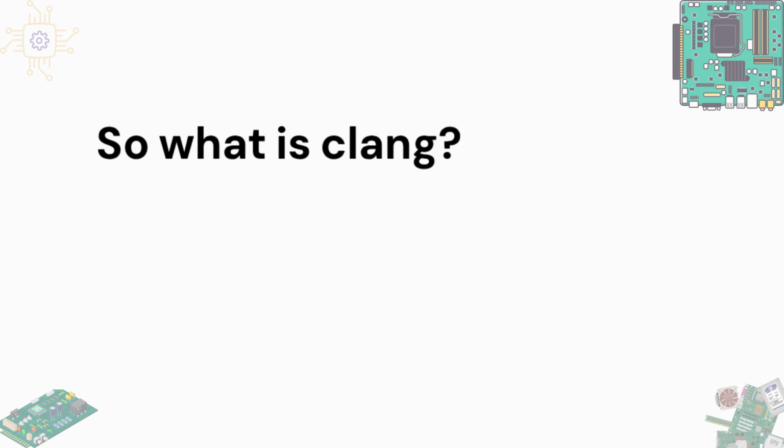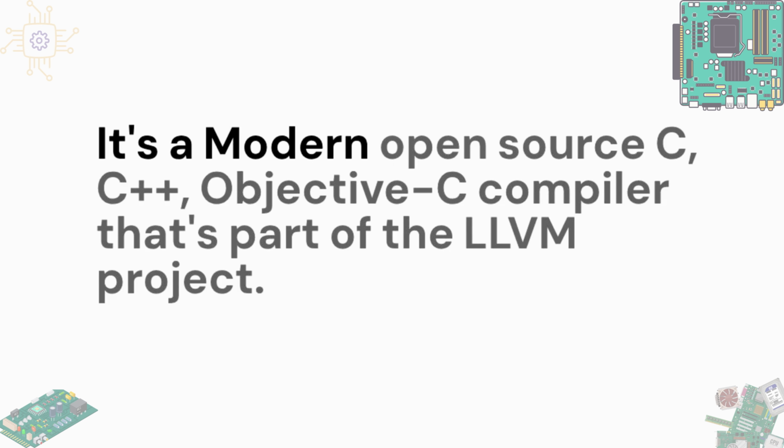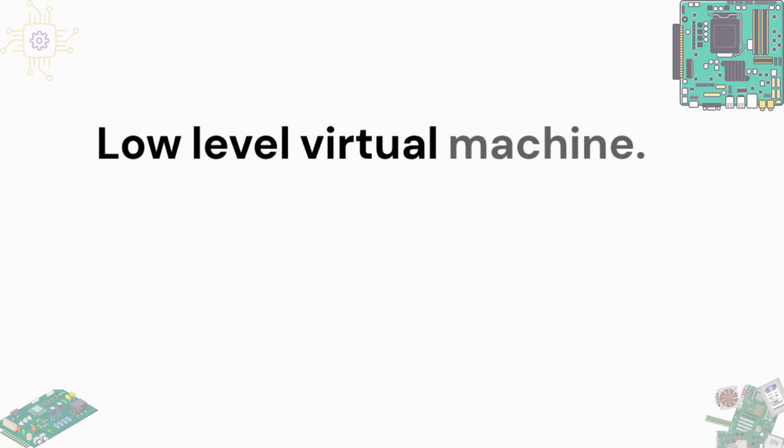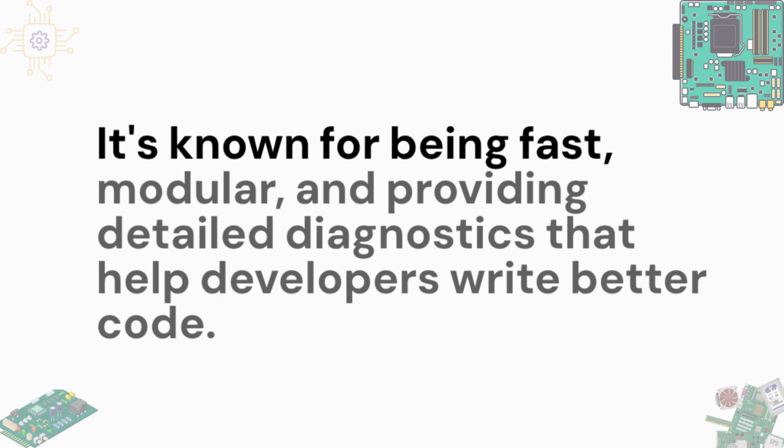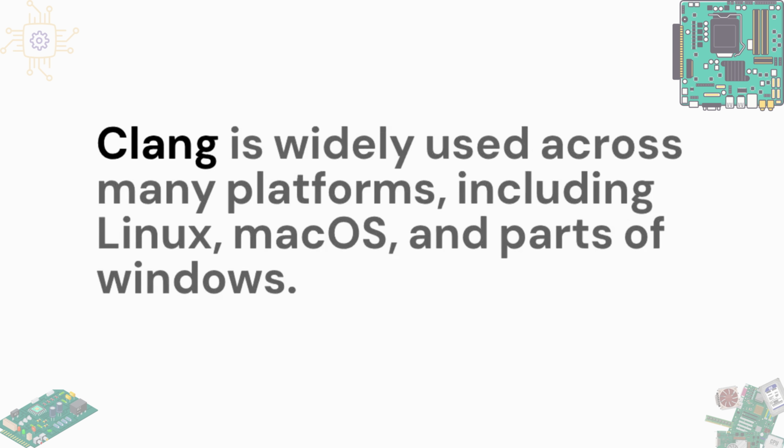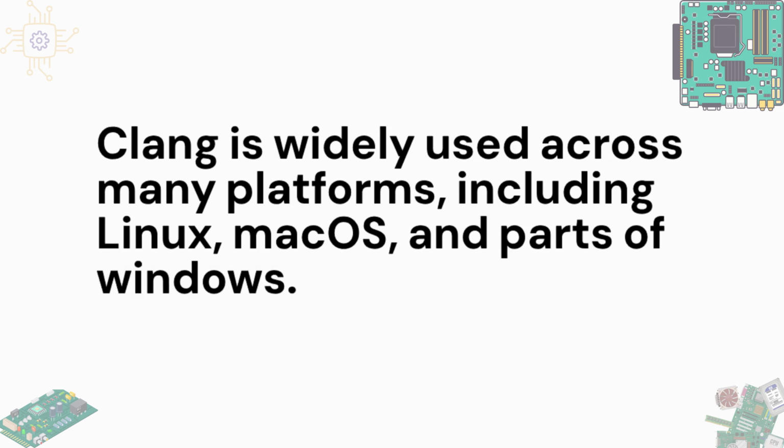So what is Clang? That's a modern open source C++ and Objective-C compiler that's part of the LLVM project, Low-Level Virtual Machine. It's known for being fast, modular, and providing detailed diagnostics that help developers write better code. Clang is widely used across many platforms, including Linux, Mac OS, and parts of Windows development.